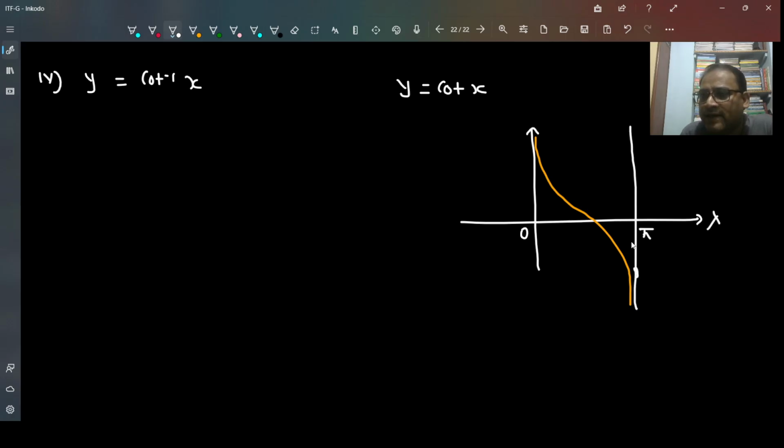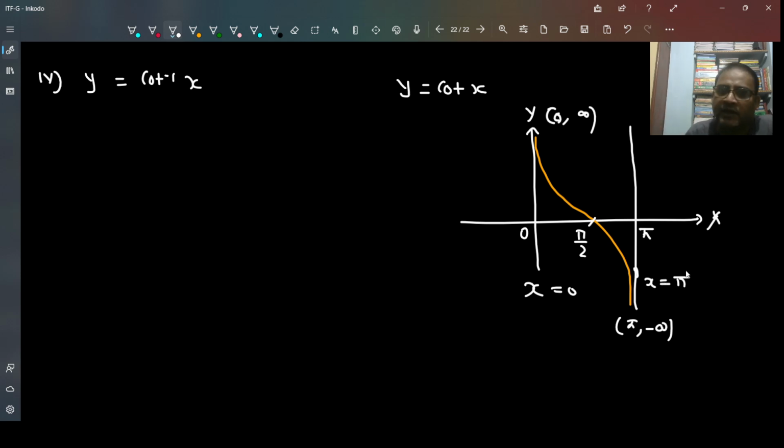Okay. Now this is x. This one is y. This is pi by 2. The meaningful coordinates are 0 to pi, 0 to infinity. And when you go to pi, the curve approaches minus infinity. So this is x equal to 0 and this is x equal to pi, and these two vertical asymptotes will become the horizontal asymptotes.